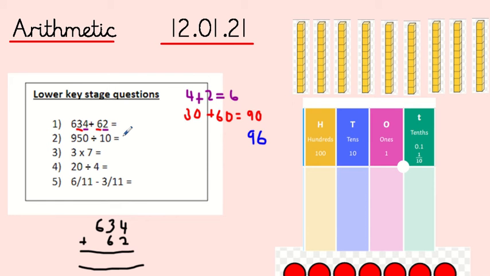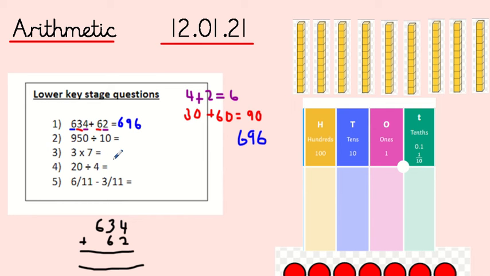Let's have a look at the digits in the hundreds column. So there are no hundreds in this number, only 62. But we have 600 in this column. I've got nothing to add it to, so my answer is 696. Okay, let's have a look at question 2.